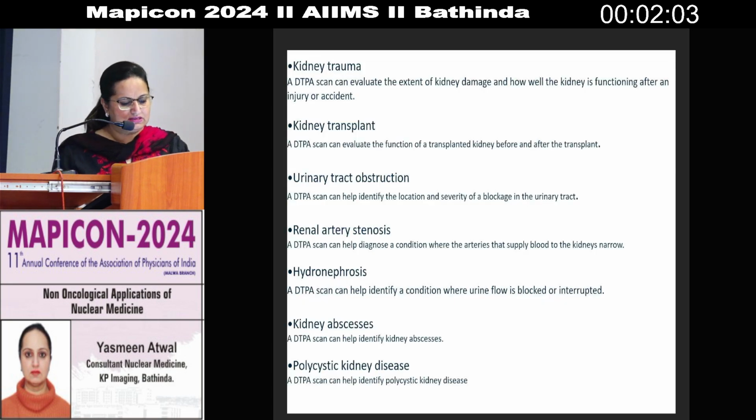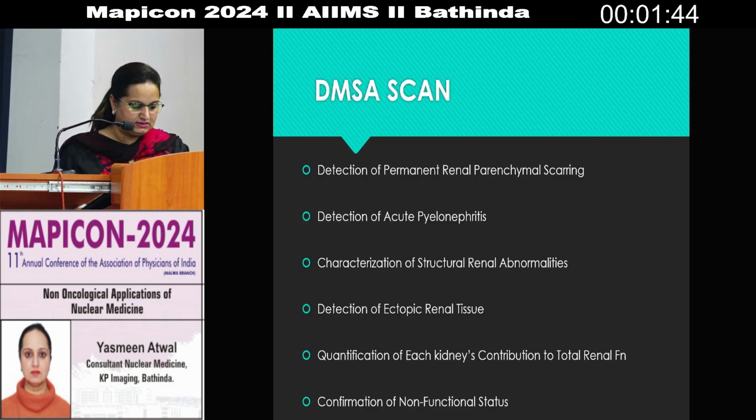Now, where is this renal imaging needed, especially the DTPA and the EC? It is needed in the kidney trauma, kidney transplant, urinary tract obstructions, renal artery stenosis. For this, we have the captopril renogram, hydronephrotic patients, kidney abscess, and polycystic kidney diseases.